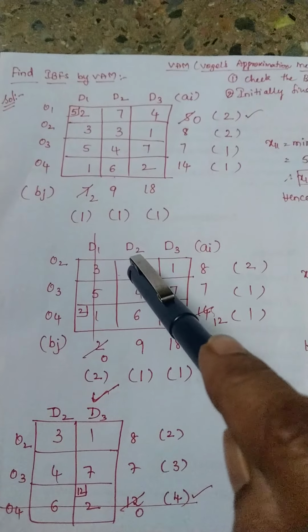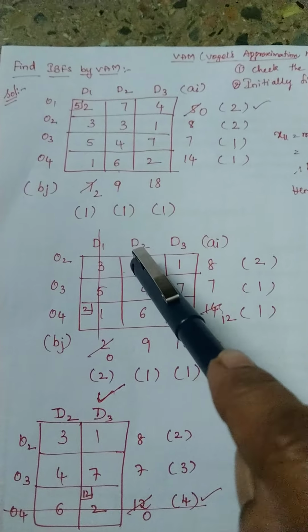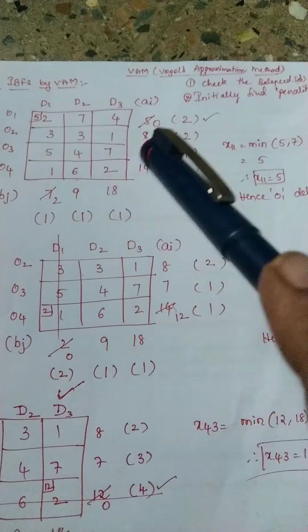But there may be some change in your destination penalties. Check. Here 1, 3: 3 minus 1 becomes 2. Here 4 minus 3 is 1. And here 2 minus 1 is 1. So again we have to find the penalties for the destinations. There is no need to find the penalties for the origins. Why? Because O1 has been deleted. O2, O3 and O4 will not change anymore.